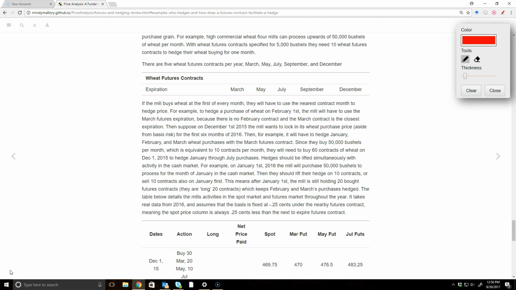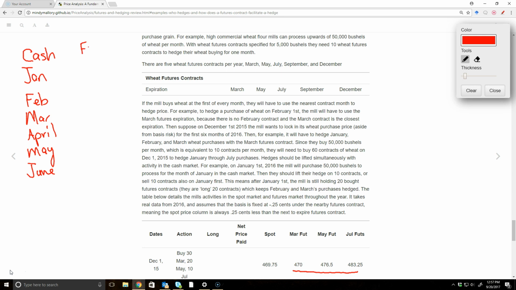Now suppose that on December 1st, 2015, the flour mill takes a look at the forward futures curve and likes what they see for those forward prices. So they decide, okay, we really want to lock in our purchases for the next 6 months because those prices look pretty good. So that means they know they're going to make these purchases in the cash market in January, February, March, April, May, and June. First 6 months worth of purchases.